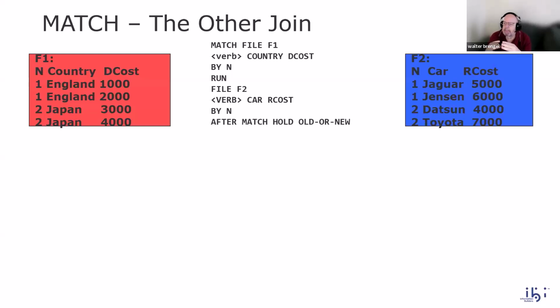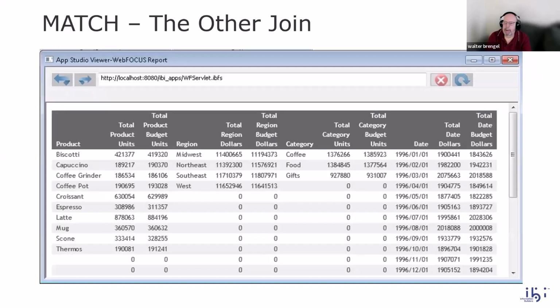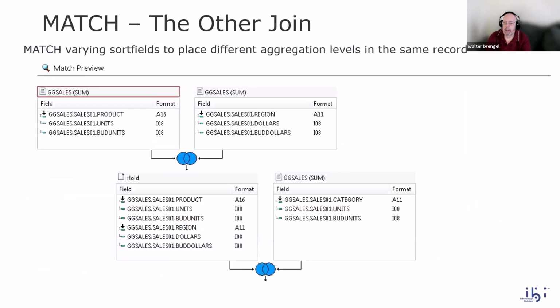All right, so we have match file, file 1, verb by anywhere conditions, run, file 2, verb objects, sort conditions, and then filters on for file 2. So again, each one is independent, and then the result of each of those individual queries then gets merged together. Okay, I'm going to go back now.